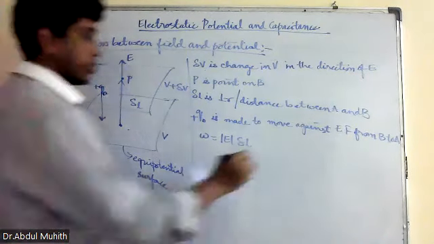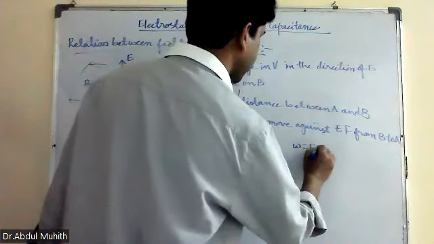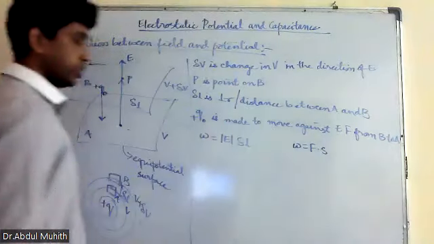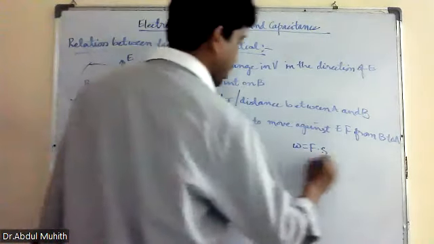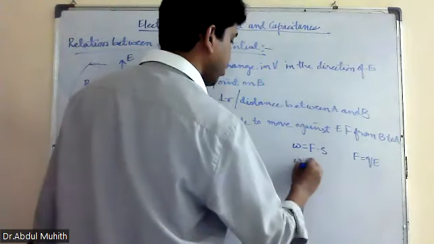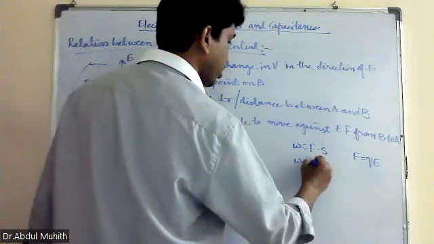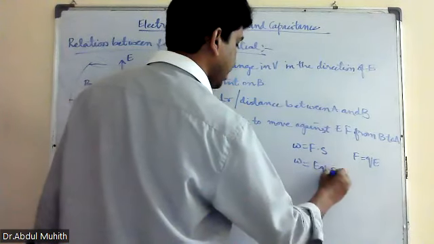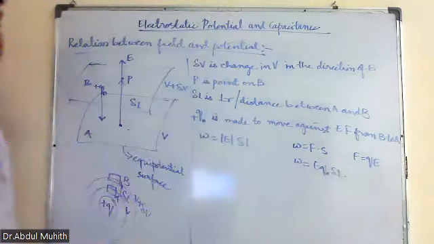Why? Because we have the formula. W is equal to what? Force into displacement. But what is F again? F is equal to Q into E. So we write here W is equal to E into Q naught into delta L. So Q naught value is 1. So therefore we are writing E into delta L.